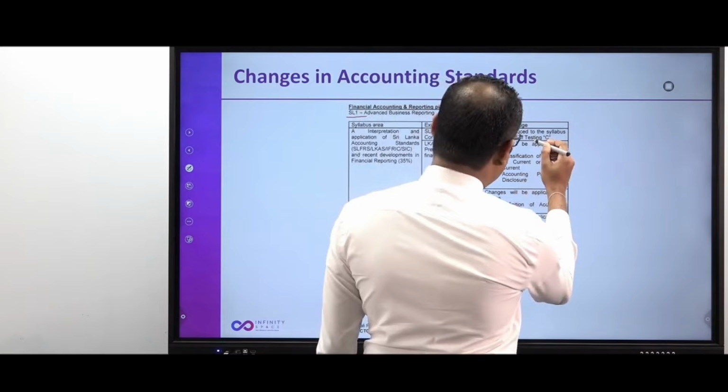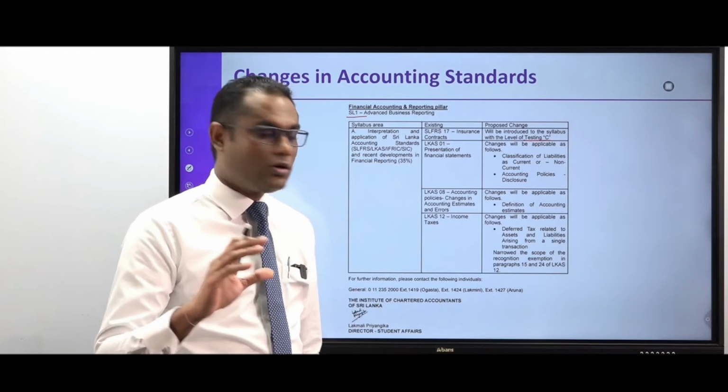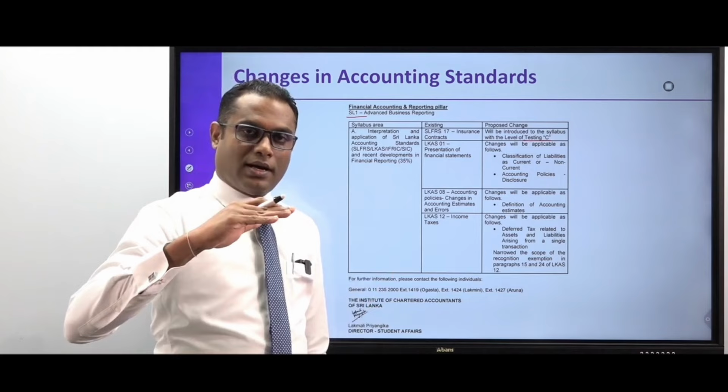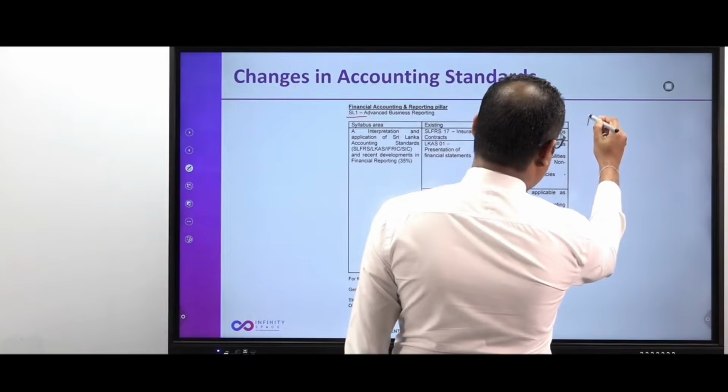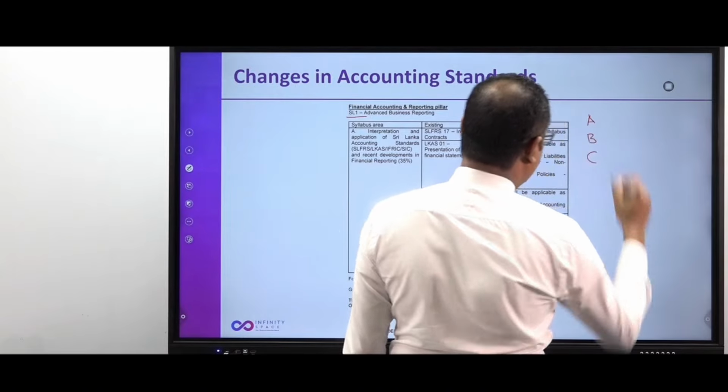What does that mean? I told you earlier, you have about 40 accounting standards altogether. Now, all these standards are not given the same depth in the examination, which means the examiner is not expecting students to have the same level of knowledge of all these standards. Because of that, the accounting standards have been categorized into 3 levels: level A testing, level B testing, and level C testing. A, B, and C, right?